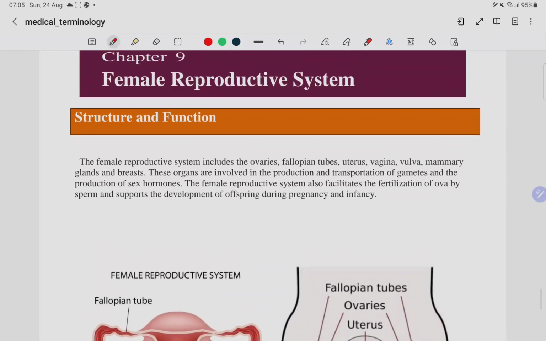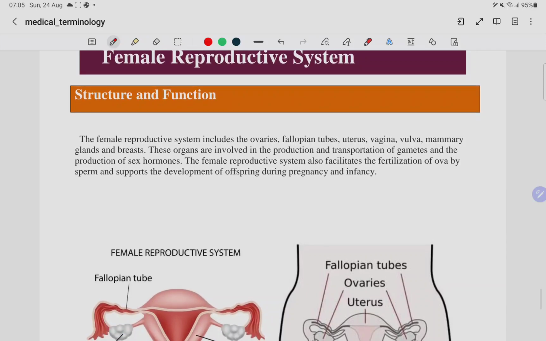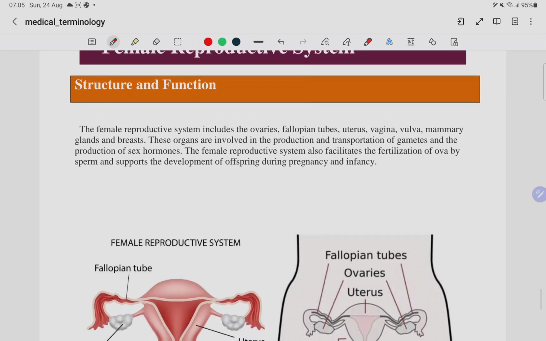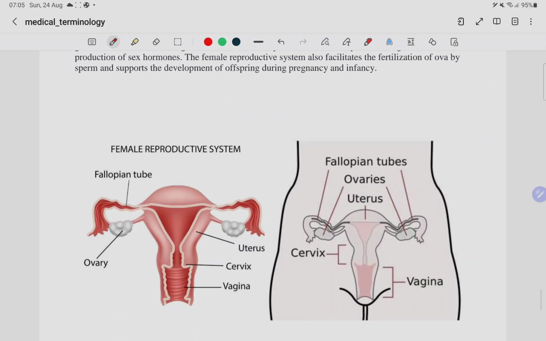Okay, let's talk about the female reproductive system. The female reproductive system includes the ovaries, fallopian tubes, uterus, vagina, vulva, mammary glands, breasts, the organs, and the hormones. Okay, this is the female reproductive system. This is the uterus, and this is the fallopian tube here. This is the ovary, this is the vagina, this is the cervix, and this is the uterus again.